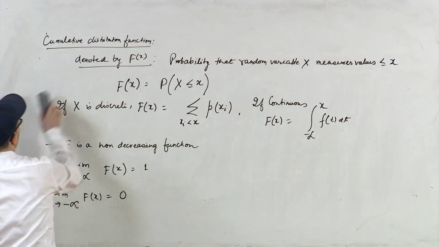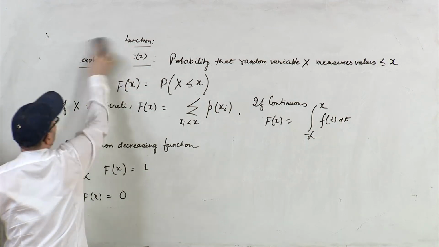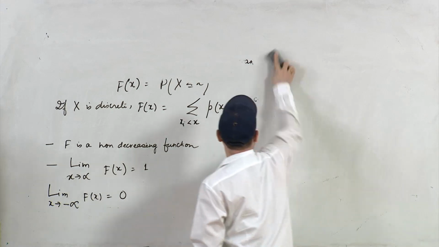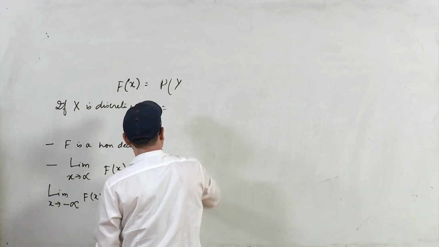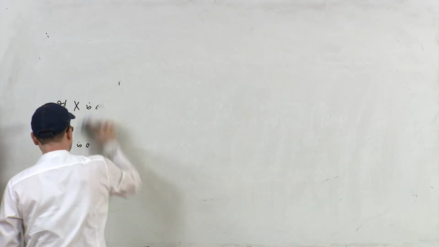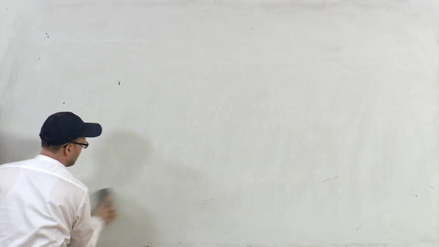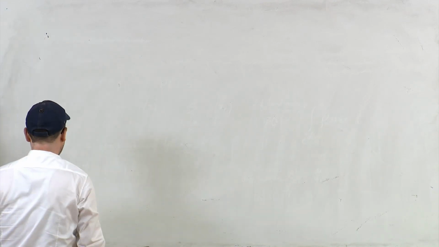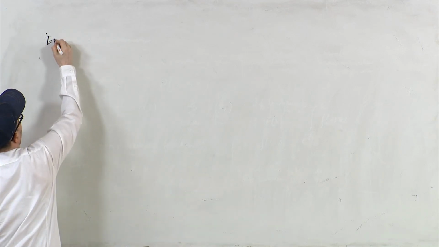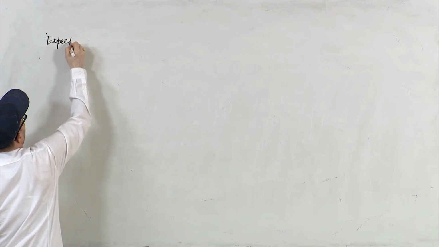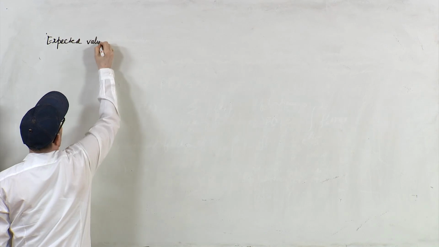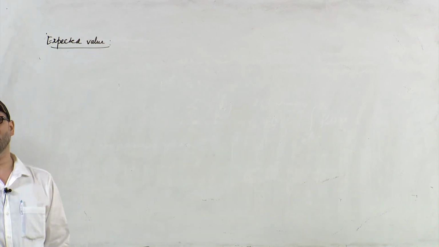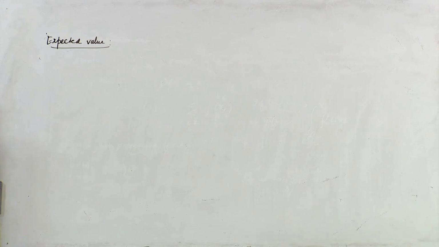Now, there are other parameters, other terminologies while dealing with these statistical models. One of them is expectation, expected value or mean value, which will also be denoted as mean value mu.